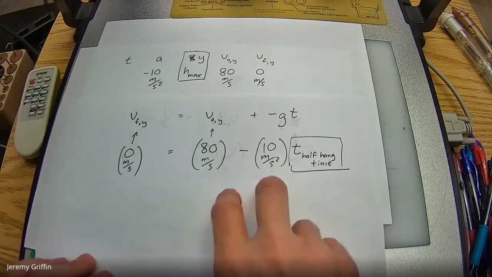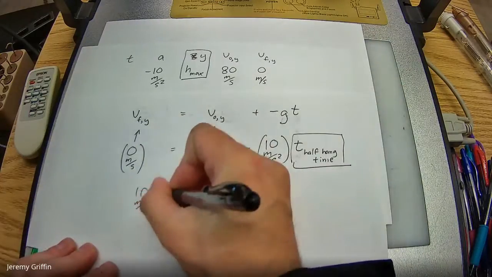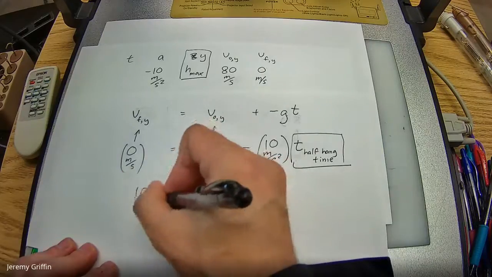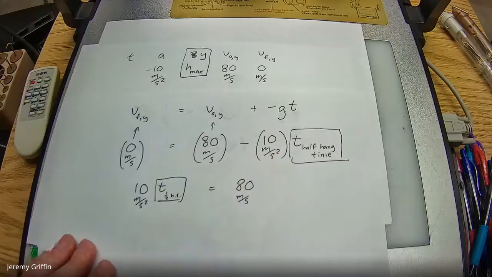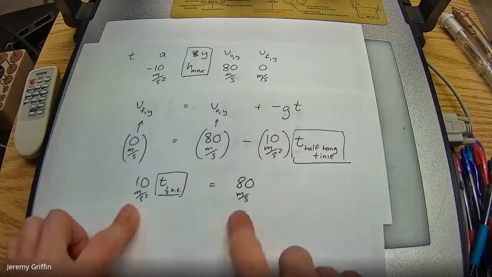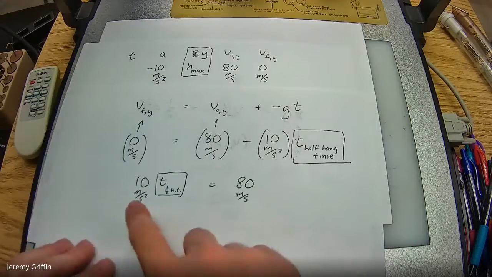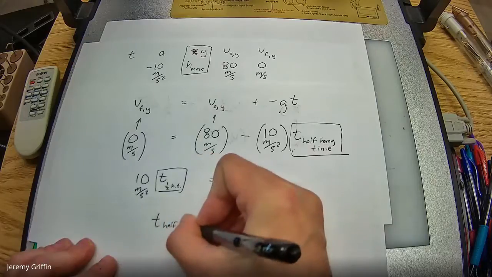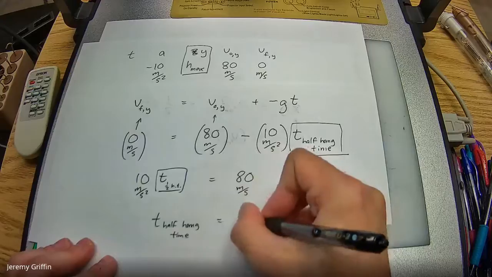All right. So add this over. I'll get 10 t half hang time is equal to 80. Okay. Those numbers have units. Okay. Divide both sides by 10 meters per second squared. The meters cancel. One of the seconds cancels. One of the seconds flips back up top. And half the hang time comes out to be 8 seconds.